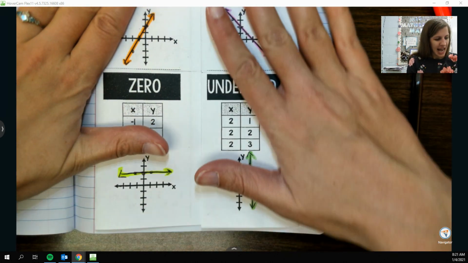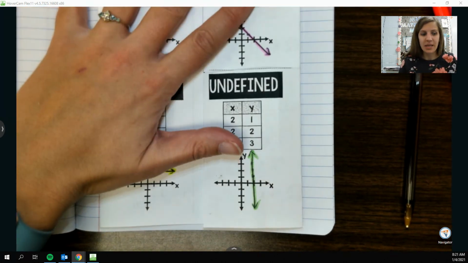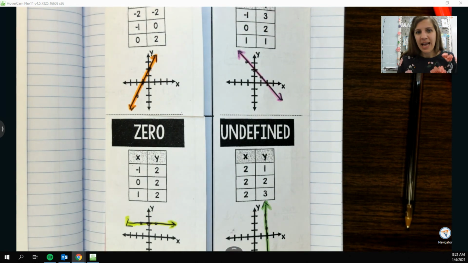So hopefully, guys, this little intro into slope is helpful. We will talk more about slope tomorrow. And there you go.